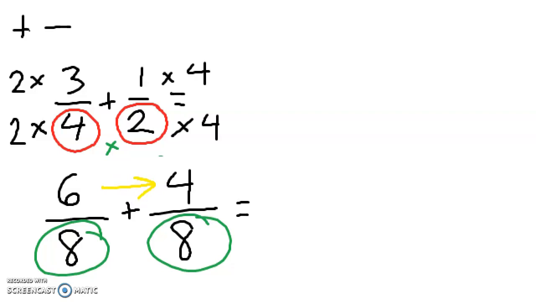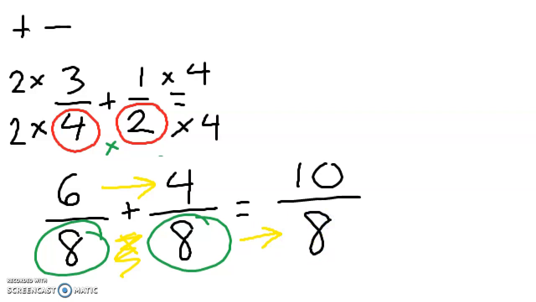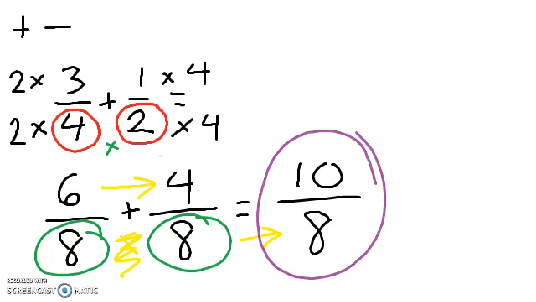So 6 plus 4 is going to be 10. And then when you're adding and subtracting fractions, you do not add the bottoms together. Do not add them. You are going to simply drag the denominator over. So 10/8 would be my answer for this problem. So let's go ahead and look at a subtraction one really quick.